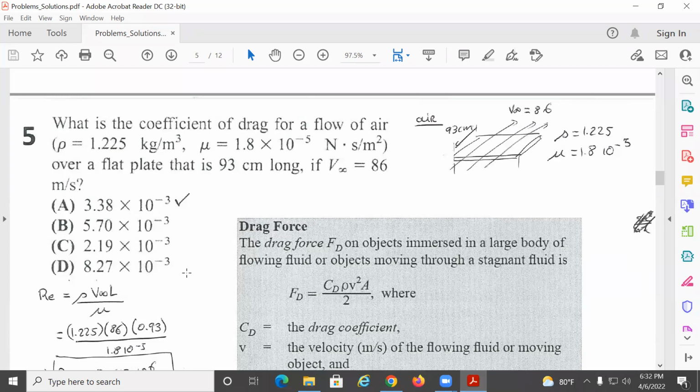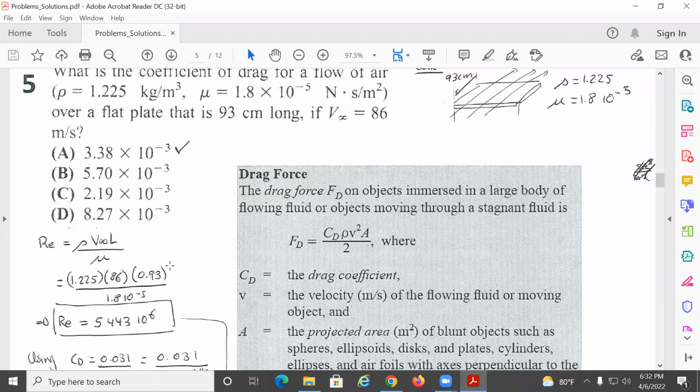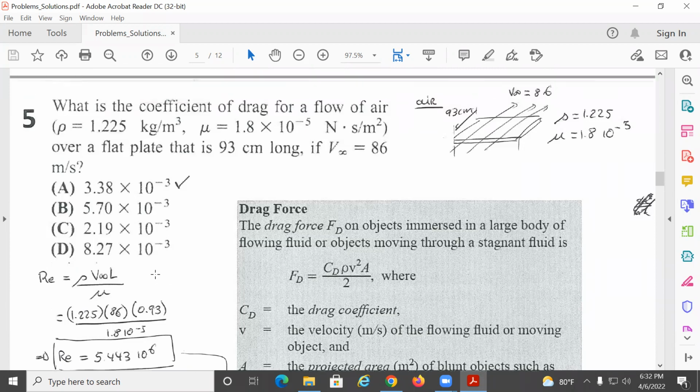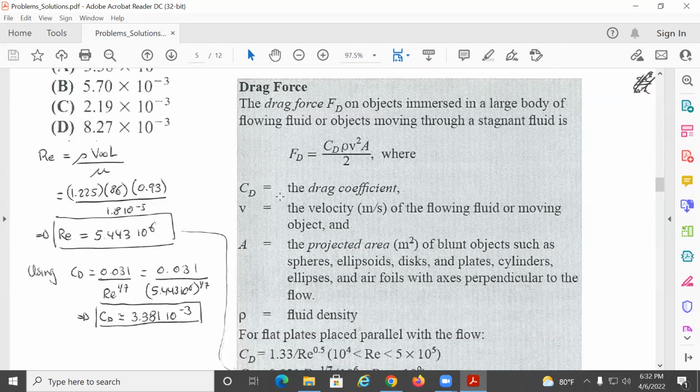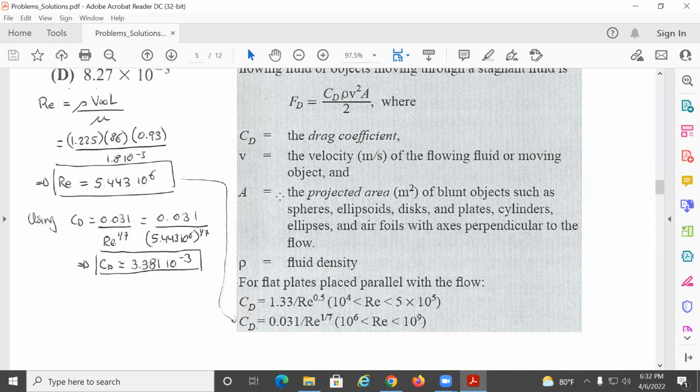All right, let's go to problem 5. So again, now this is for air, so it's a similar problem. What is the coefficient of drag for a flow of air, and they give you the density and the viscosity of the air, over a flat plate that is 93 centimeters long if the velocity of the flow is 86 meters a second. So again, this time they give you the equation. So what is the coefficient of the drag flow? Okay, let's see what they give you here.